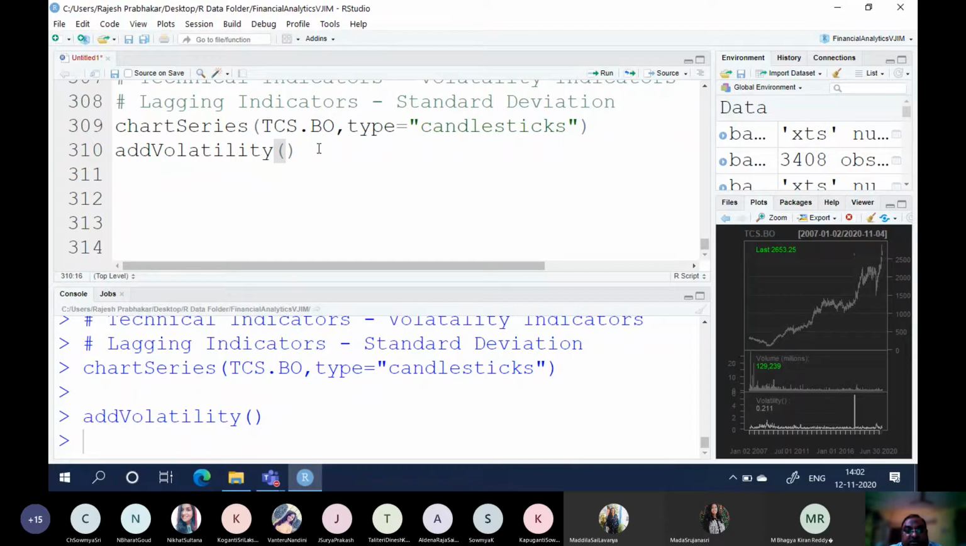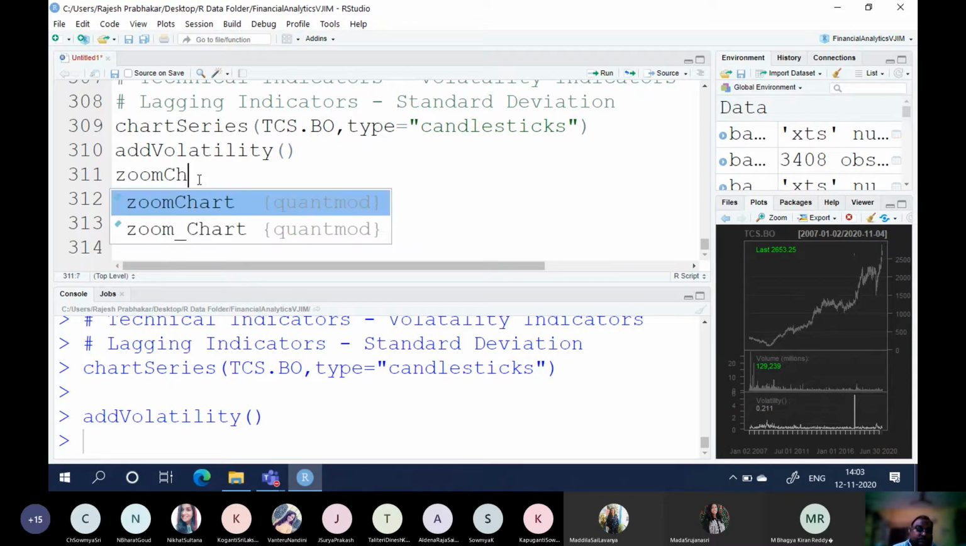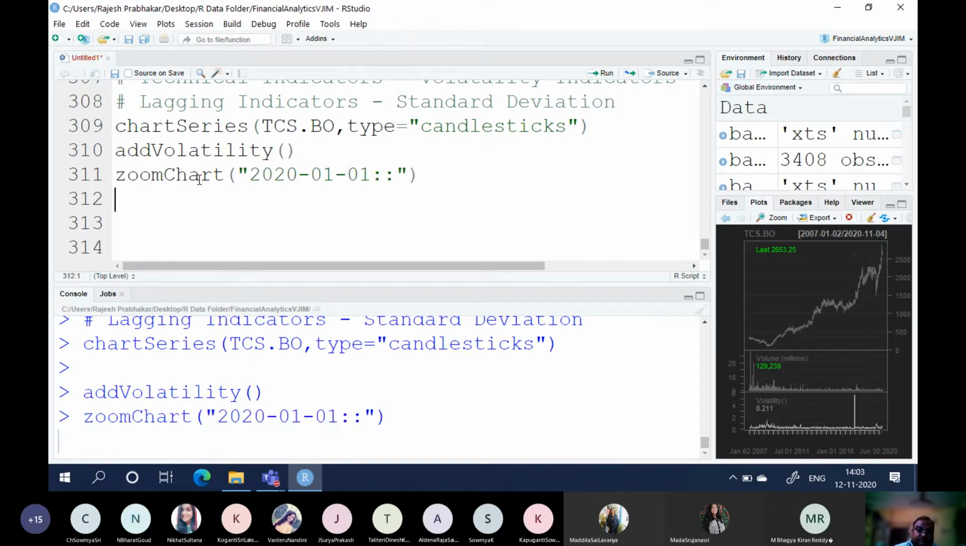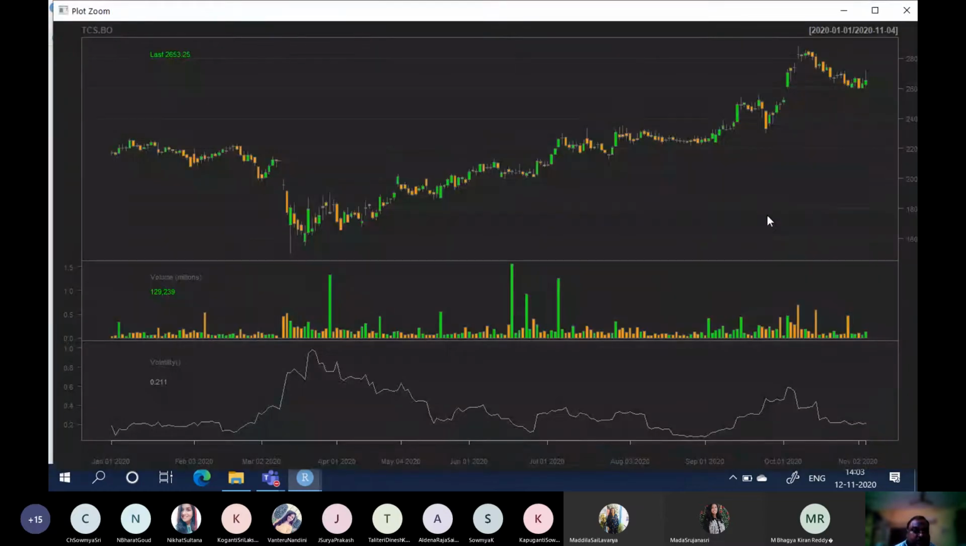The fundamental concept of finance is high risk and high return. If you want to take that high risk, then only you can have the high return. So low risk, low return. So the volatility, if you see the chart which is being added, and then see the prediction, zoom chart 2020-01 column. The volatility is around 0.211.